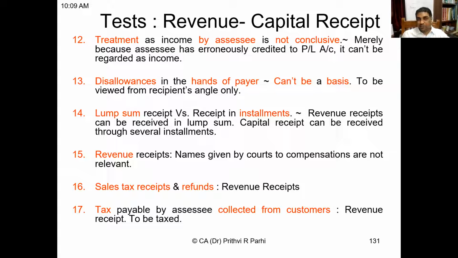Yes, sir. Then names given by the courts to compensation are not relevant. Suppose court has given a direction to pay this much amount of compensation. Court has given some name. That is also not relevant because we have also discussed earlier the nomenclature is not relevant. Nomenclature can be called anything. Court has given direction that you pay this much of revenue compensation. That doesn't mean that it becomes a revenue receipt. No. We have to again analyze the transaction, for what that compensation was given.